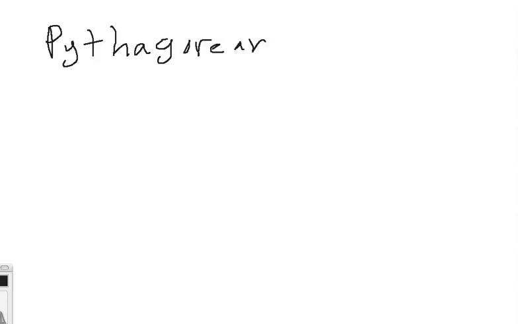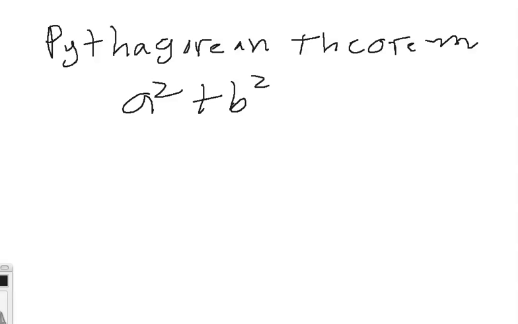Hello everyone. I will explain the Pythagorean Theorem and how it can be useful and provide some examples of how it can be useful. It's very important in geometry specifically, but in all math it can be very useful. Basically, the Pythagorean Theorem states that a squared plus b squared equals c squared.